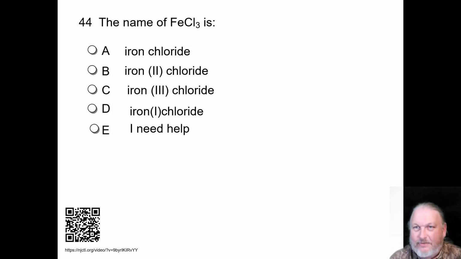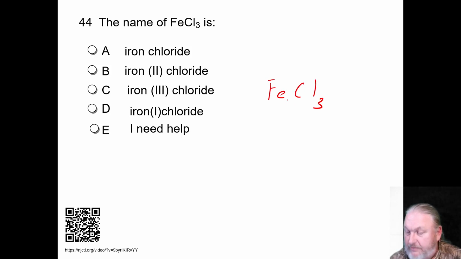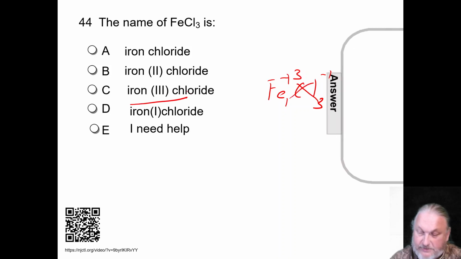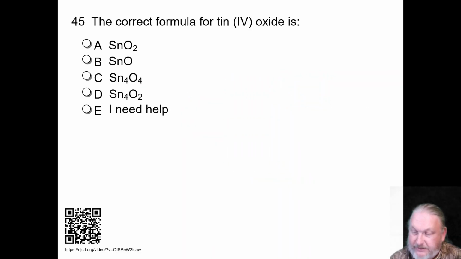Sorry. The name of iron, or FeCl3. Once again, FeCl3. That's got to be a -1. There's a 1 there, so that has to be +3 by going back like that. So that is going to be iron 3 chloride. That's going to be C, and indeed it is.